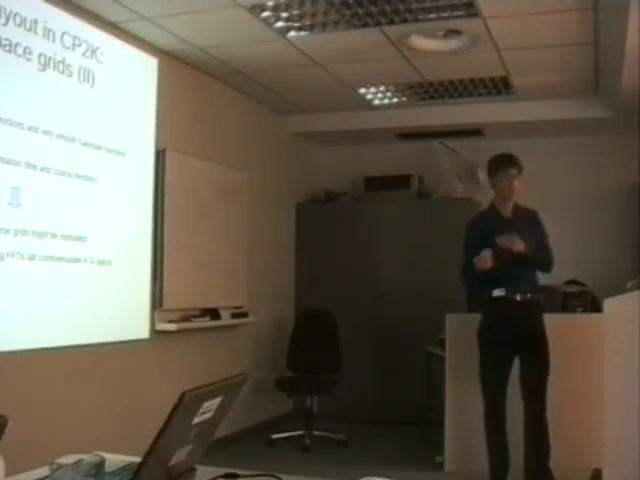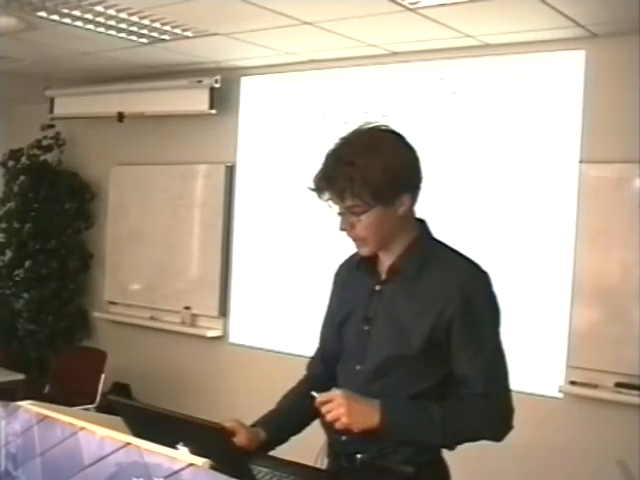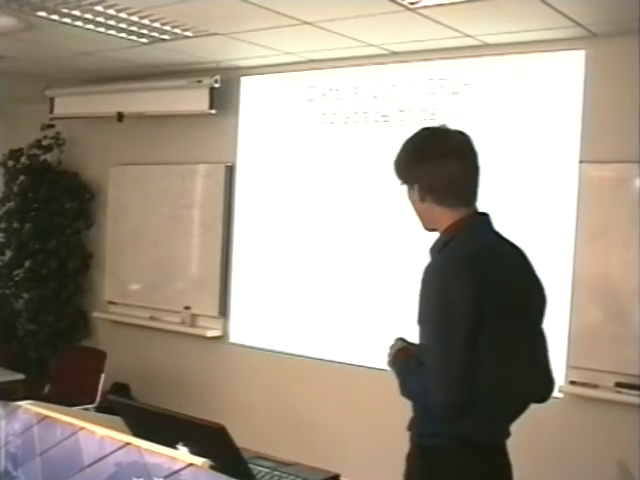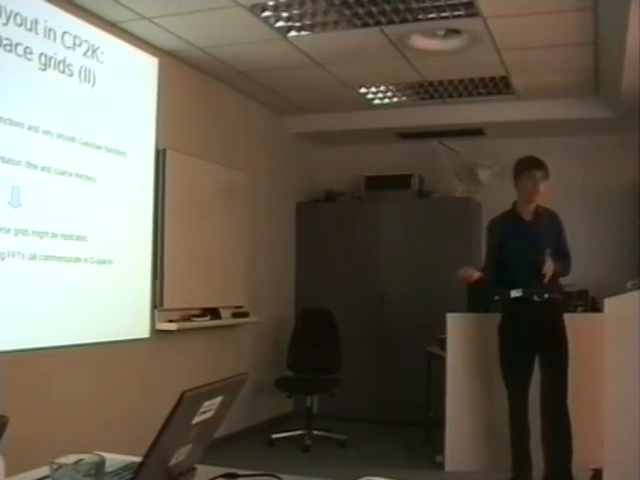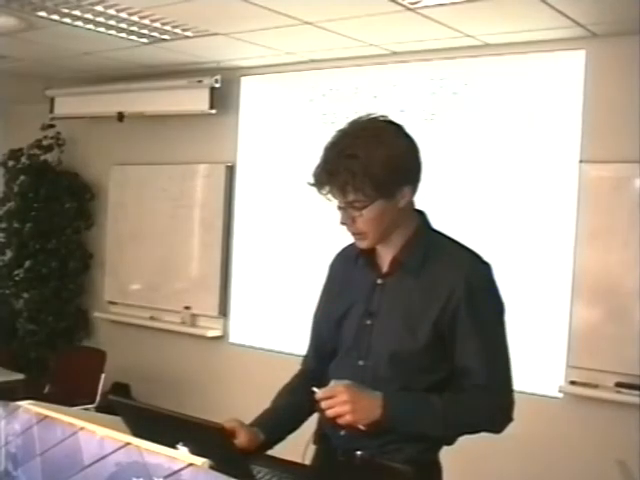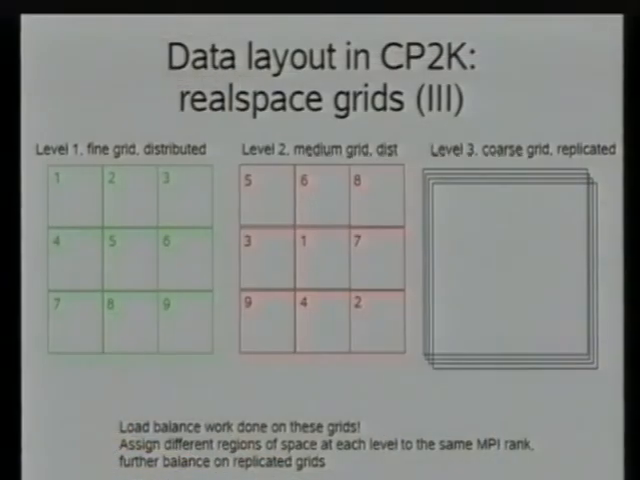That is the most accurate one. Of course, it might not scale as well. The very fine grids are fully distributed. For the very coarse grids, it might be more efficient to replicate them. Coarse grids can have just 10 to 20 points cubed, so that is only a very small grid that can be efficiently replicated. So that's the kind of layout we have.